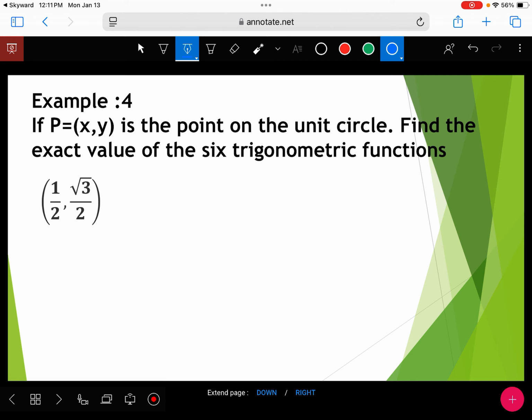So remember, if it's on the unit circle, X is always going to be what? What is X? Cosine. And Y is going to be your sine. So with those 2, you can find the other 4. All right, go ahead, take a few minutes, work through it, and then we'll go through it together.